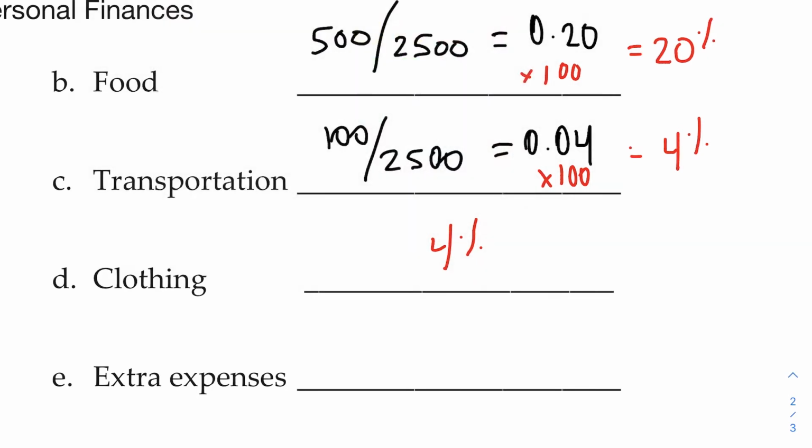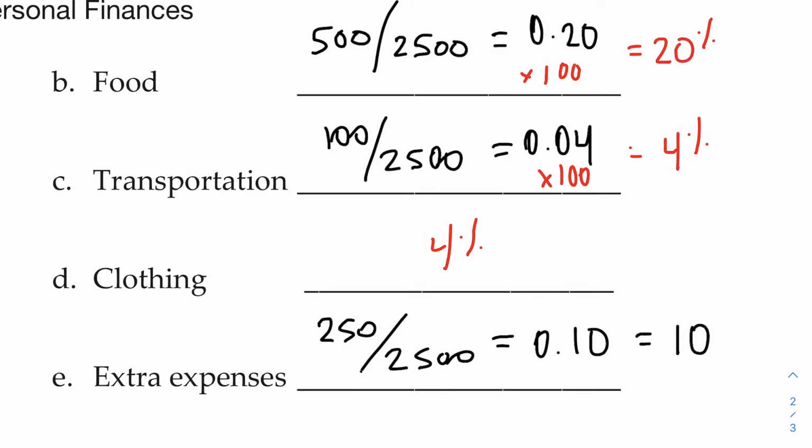And finally, we have our extra expenses, which they don't detail, but we do know it's about $250 a month out of $2,500. We type that in our calculator and we get 0.10, which comes out to be 10%.